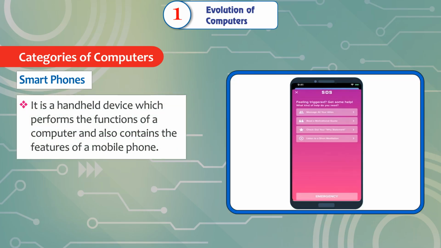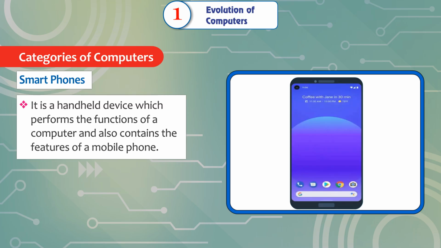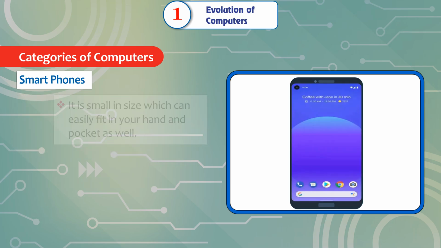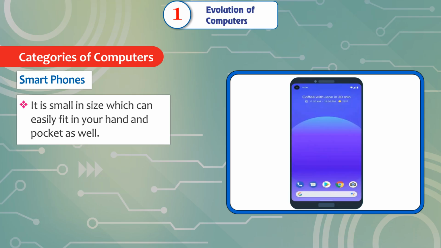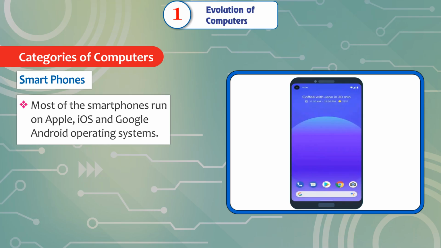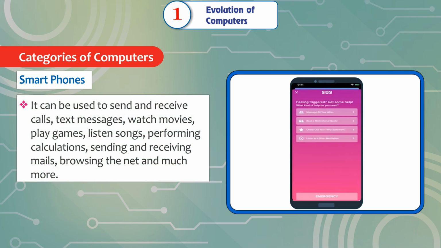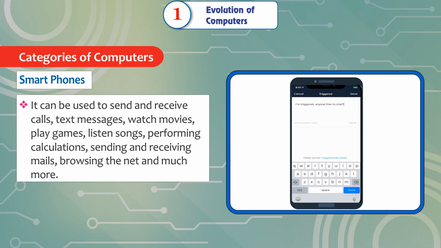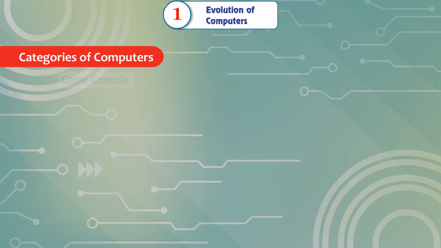Smartphones. It is a handheld device which performs the functions of a computer and also contains the features of a mobile phone. It is small in size, which can easily fit in your hand and pocket as well. Most of the smartphones run on Apple iOS and Google Android operating systems. It can be used to send and receive calls, text messages, watch movies, play games, listen to songs, perform calculations, send and receive mails, browse the net, and much more.